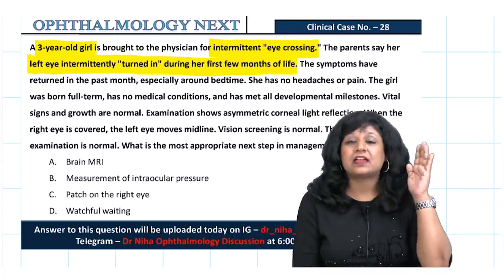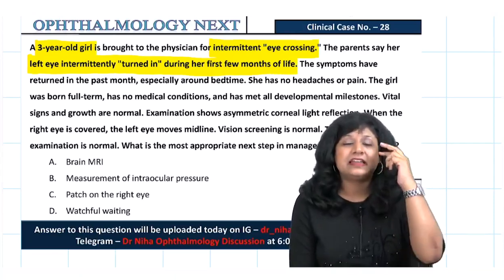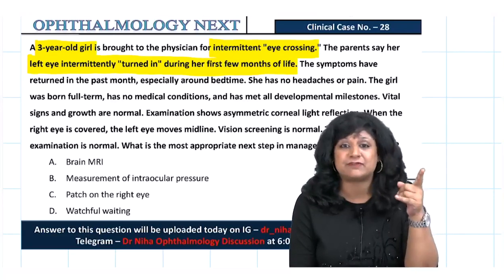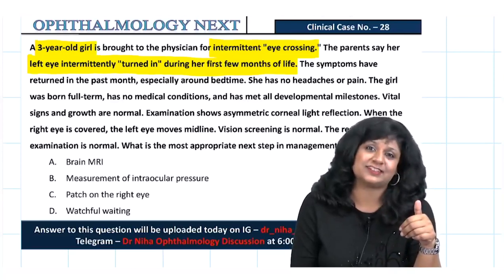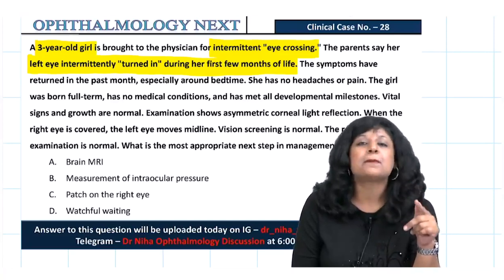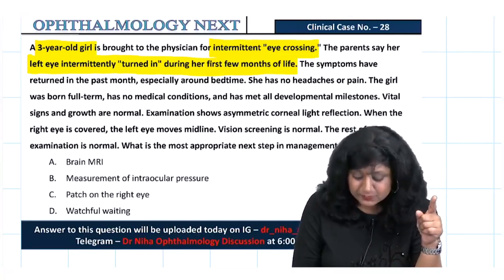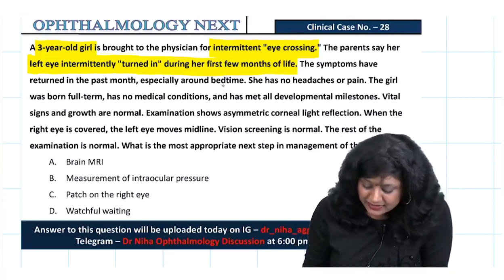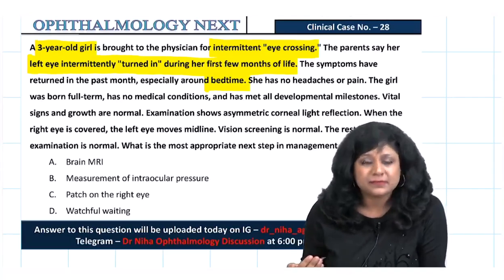See, she had already intermittently turned in the eye in the first few months of life, and now she is 3 years old and they have still not visited the ophthalmologist. The symptoms have returned in the past month and are occurring again, especially in dim light. Why? Because they say it happens around bedtime. So I can say that they appear in dim light.